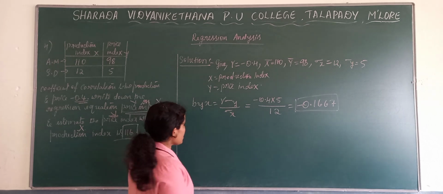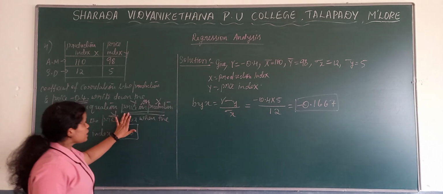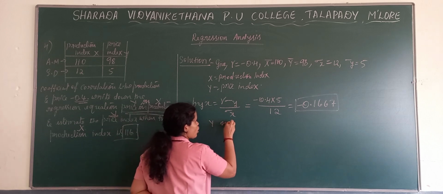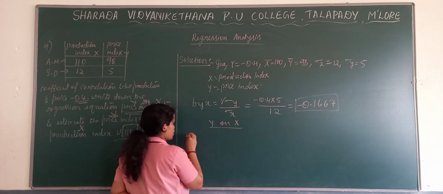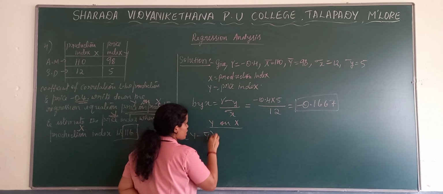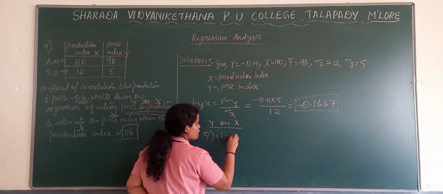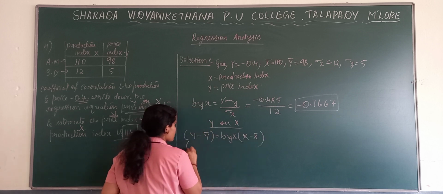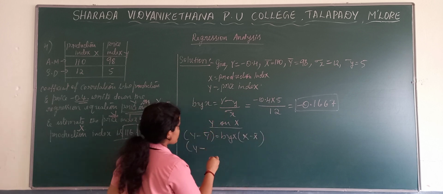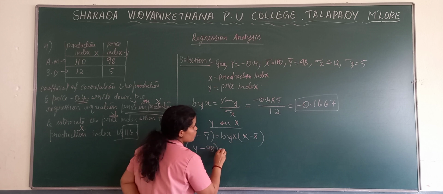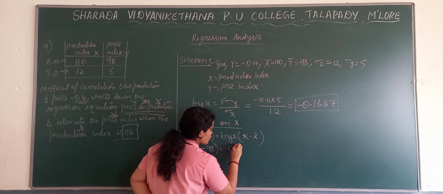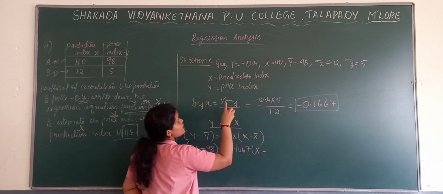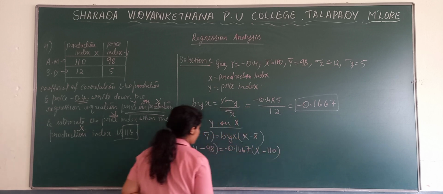Now next we obtain the equation price on production, that is nothing but y on x. So here y minus y bar is equal to b y x into x minus x bar. So here y bar value is 98, b y x is minus 0.1667, then x minus x bar, x bar value is 110.